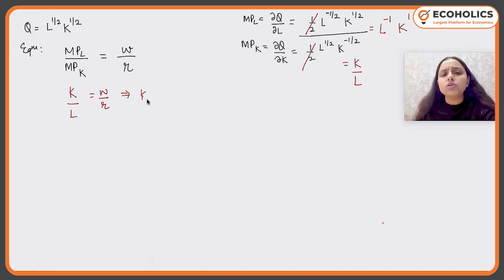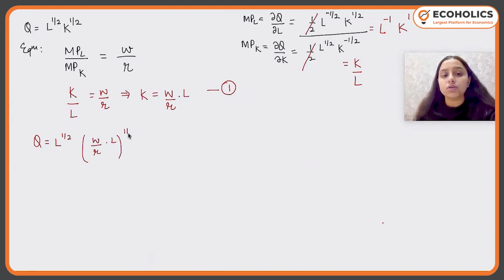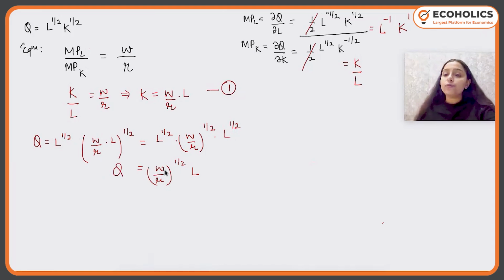From here, I will substitute the value back into my production function. K, I'm writing in terms of L, so that is W by R into L. That is equation 1, you can consider it. Now I'm going to substitute this value of K back into my production function. So Q is L to the half and K to the half, which is W by R into L, raised to the power half. Solving this, I would get L to the half, W by R raised to the power 1 by 2, and L to the half. L to the half and L to the half together become W by R raised to the power half and L.